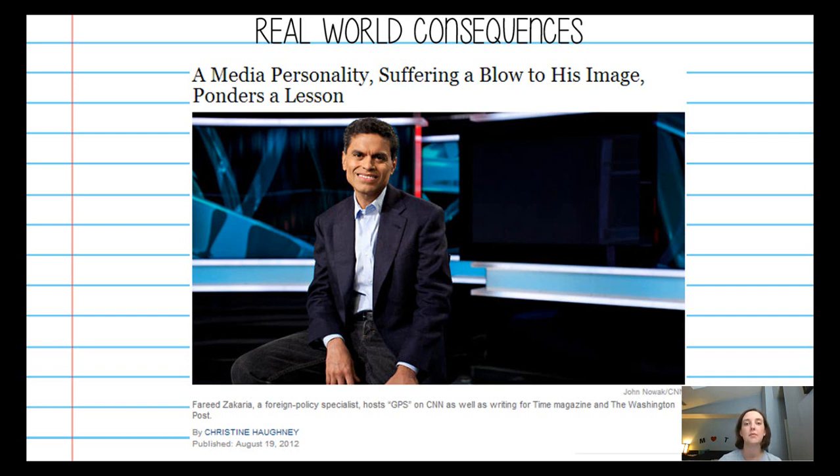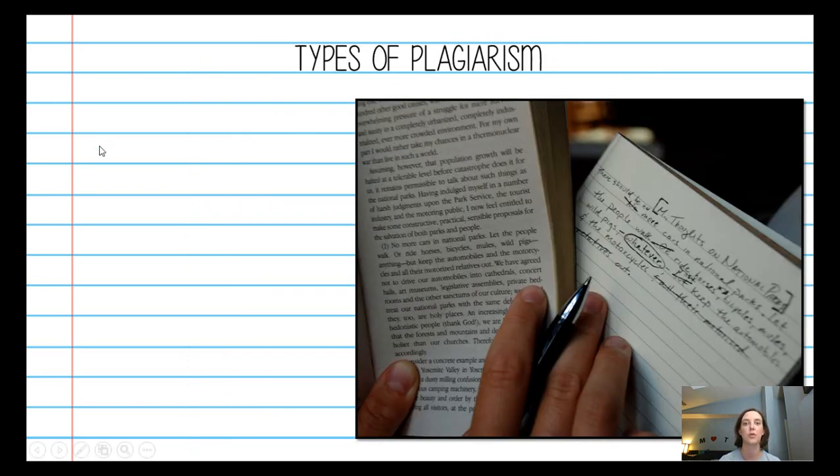Time magazine immediately put him on a 1-month suspension, as well as his employer at CNN. And to this day, people are still checking his work to see if he plagiarized. So he never got rid of that reputation. So as you can see, it's not just an educational problem, it's a real world work problem.